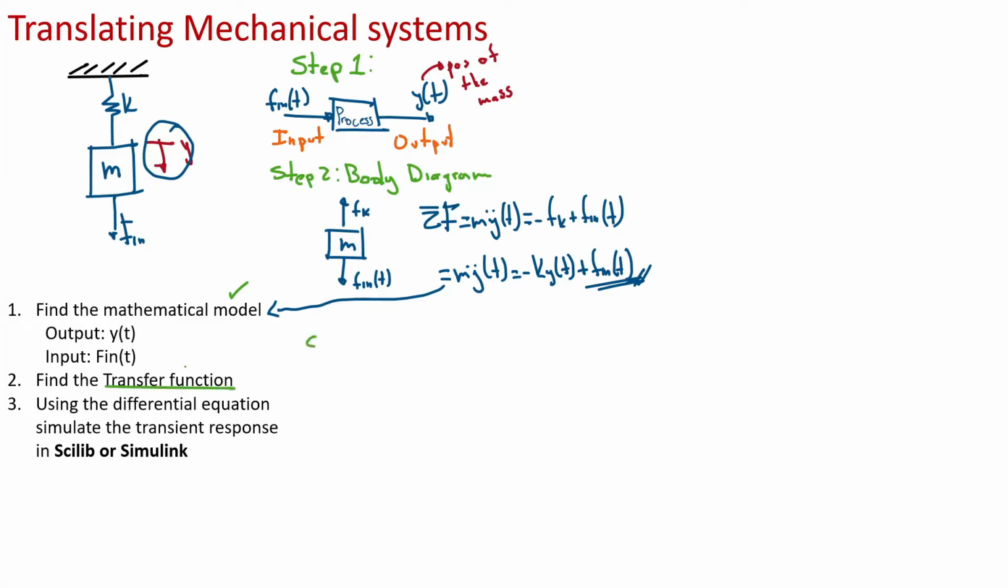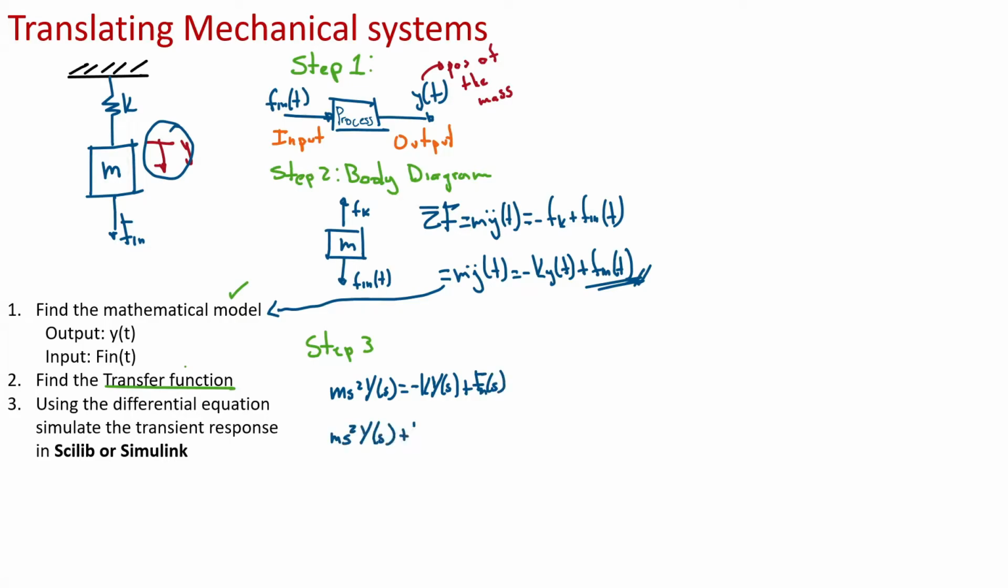The third step is to obtain the transfer function. To do so, we need to Laplace transform the differential equation obtained in step 2 as follows. m s squared y of s equal to minus k y of s plus Fin of s.